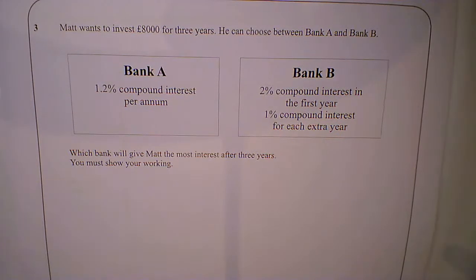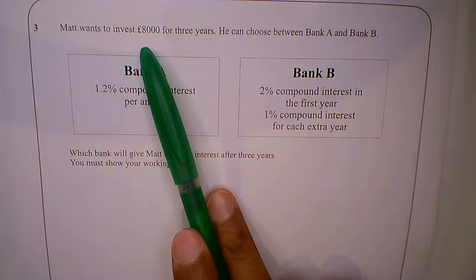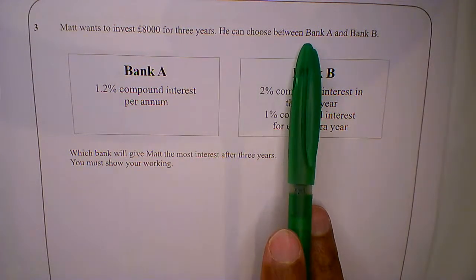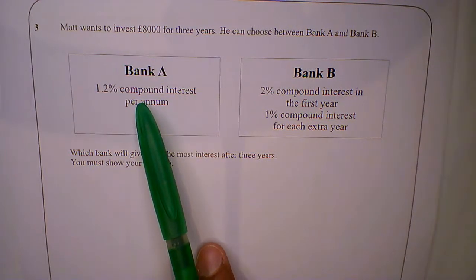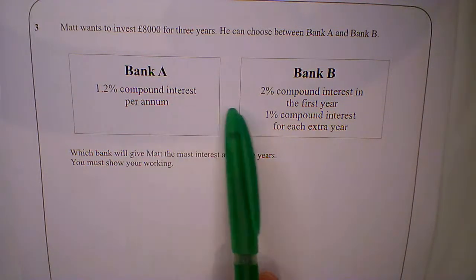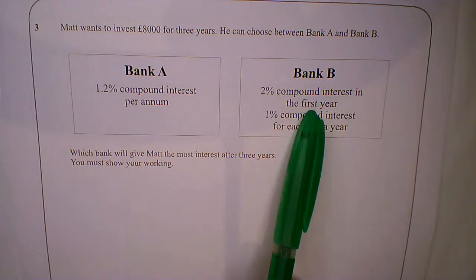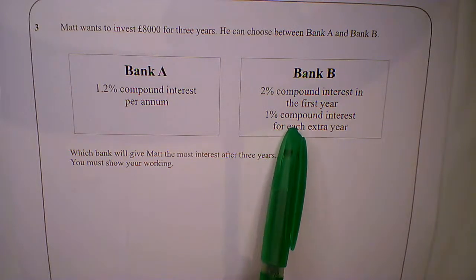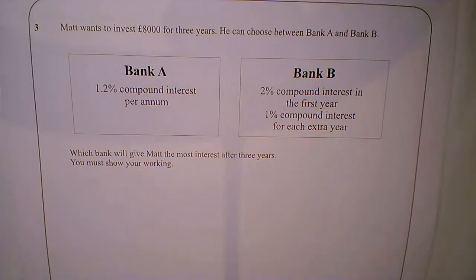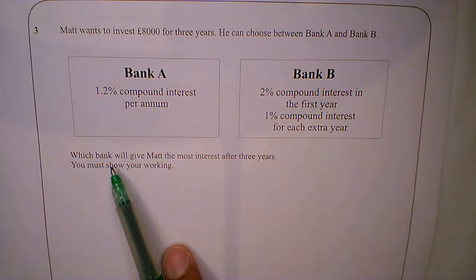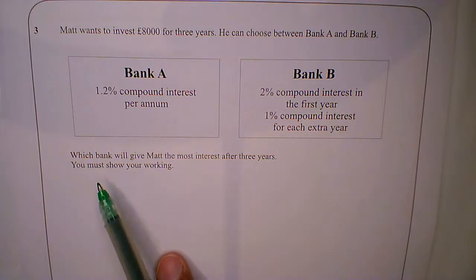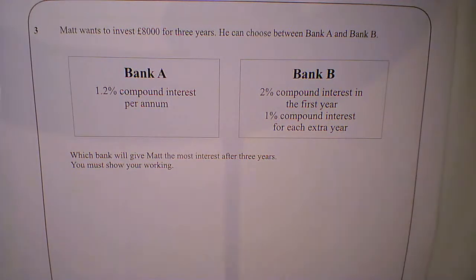All right, question 3. Matt wants to invest £8,000 for 3 years. He can choose between Bank A and Bank B. Bank A: 1.2% compound interest per annum. Bank B: 2% compound interest in the first year, 1% compound interest for each extra year. Which bank will give Matt the most interest after 3 years? You must show your working.